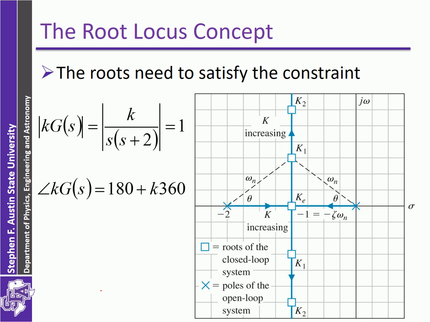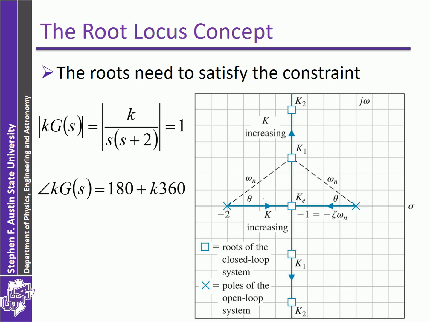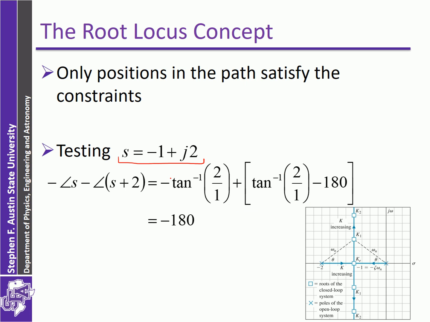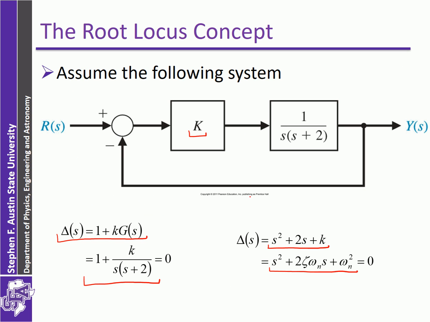So let's test one value on this blue line. These blue lines represent how the roots are going to be moving. If we pick a value of s equal to -1 plus j2, basically we're looking at -1 and j2, which is going to be somewhere in here. We pick that value and substitute it into our equation. Then we look at the angle of this equation.